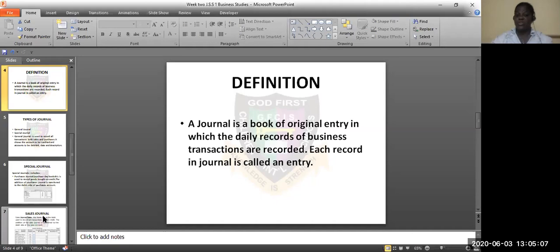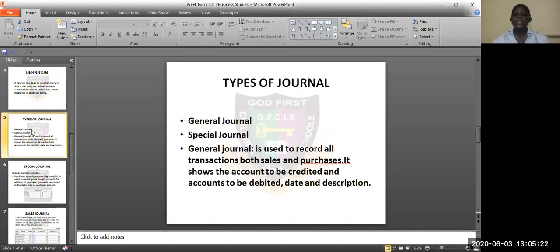It is important for you to know as well that for every transaction that you do in journals, it is called entry. That will take us to another subtopic, which is types of journals. Journals can be divided into two major groups. The first one is general journals. The second one is special journal, and we're going to be looking at it one after the other.